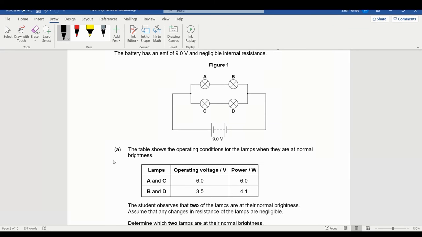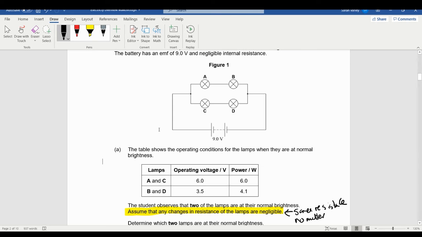So the table shows the operating conditions where they're at normal brightness. The student observes that 2 of the lamps are at their normal brightness, and assume any changes in the resistance are negligible. What this section is saying is that they're basically the same resistance no matter what.